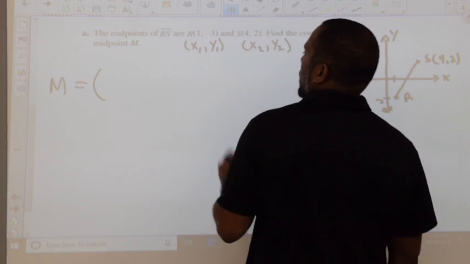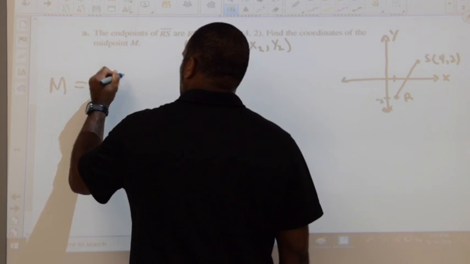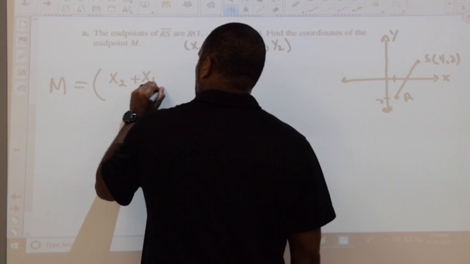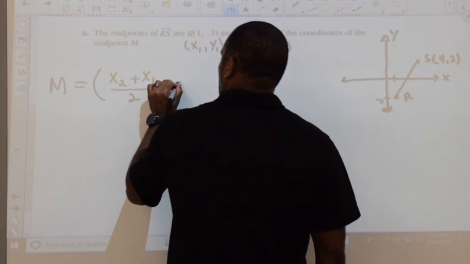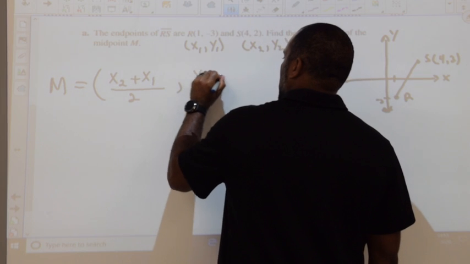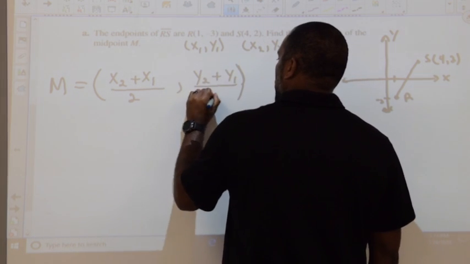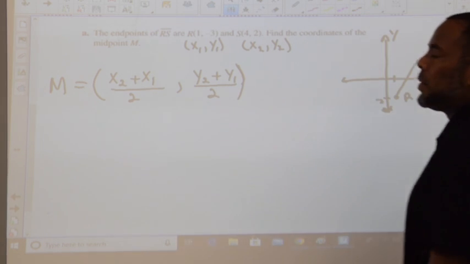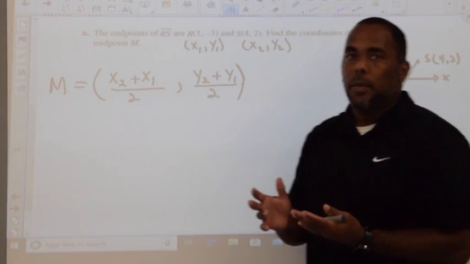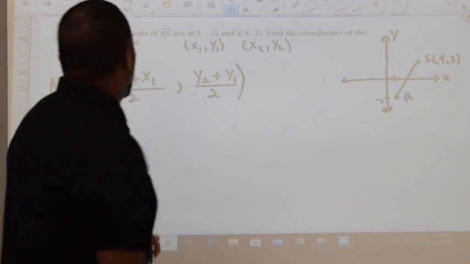So here, the midpoint, X2 plus X1 over 2, comma, Y2 plus Y1 over 2. And once again, we must find two different numbers to be able to do this. So then, just plug and chug.